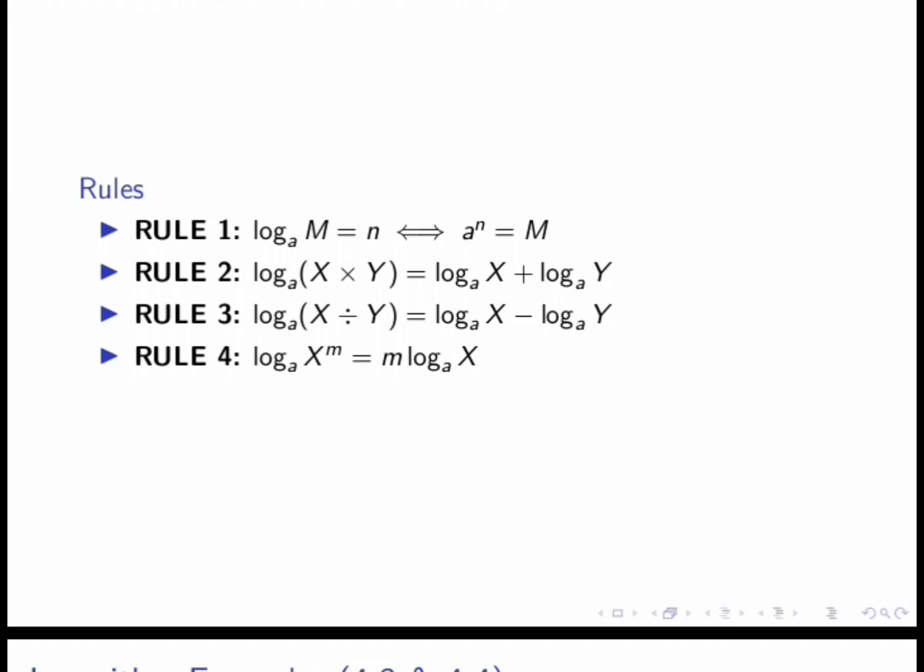The implication of this is that if you equate the logarithm to any variable of your choice, then the base of the logarithm can take up the variable that you equated it to as a power, such that you have a raised to power n is equal to m. So that's rule 1.